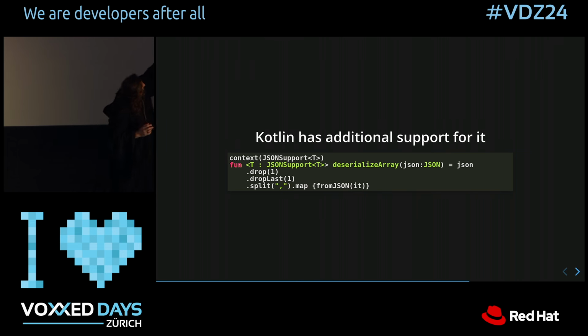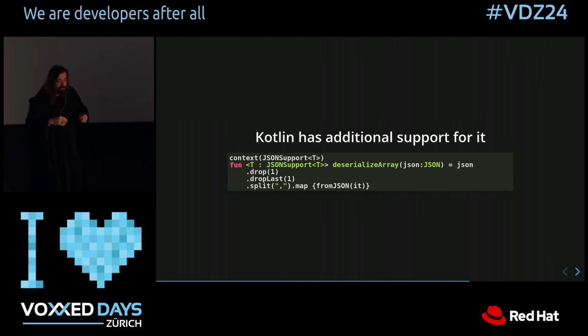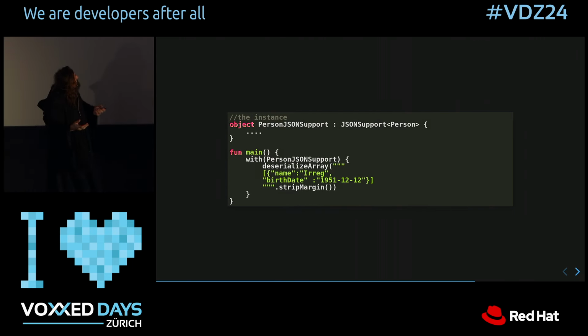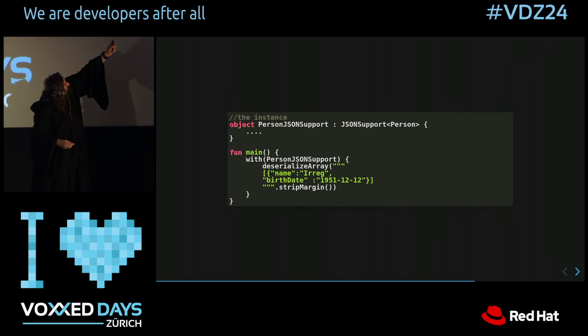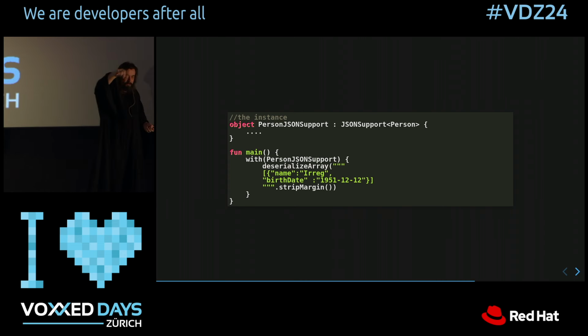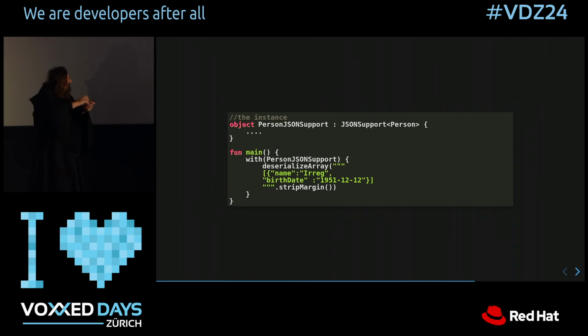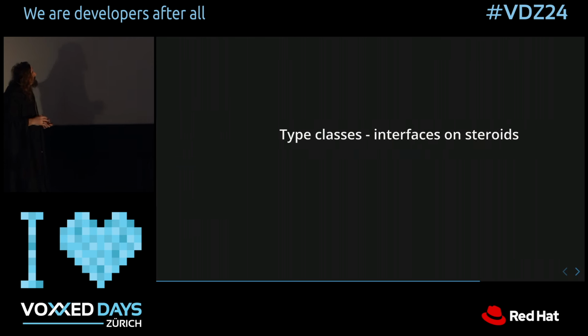Now, in the last line, there is this fromJson, and the compiler knows from the corresponding context which call fits the type of T. And what you then only have to do somewhere is create those classes like person JSON support, and you basically put somewhere on top, maybe in main, with this supports, this and this and this, call the rest of your code, and it basically does the thing.